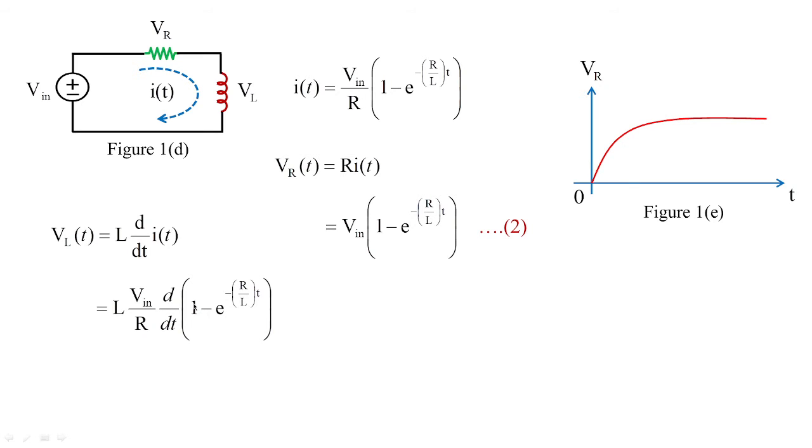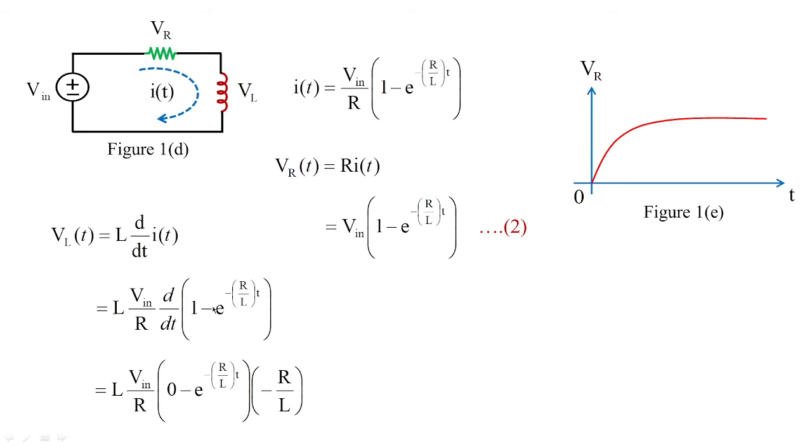Differentiation of 1 is 0, and then differentiation of minus e to the power of minus R by LT. For differentiation of e to the power of alpha t, we get L as it is, V in by R as it is, differentiation of 1 is 0, minus as it is. Now differentiation of e to the power of minus R by LT is e to the power of minus R by LT, but we have to take the differentiation of the inner parameter of e to the power of minus alpha t. Alpha is R by L, or tau, what you can call.